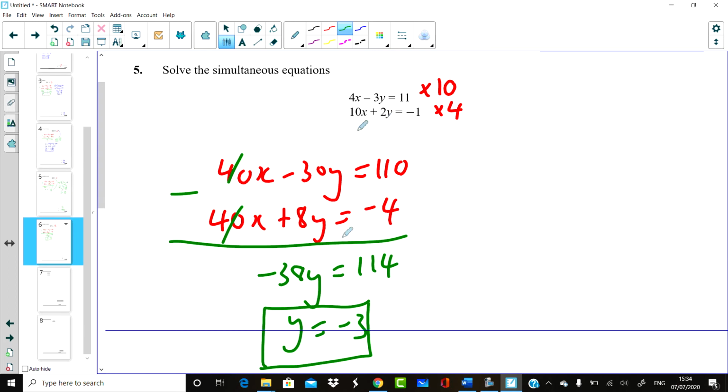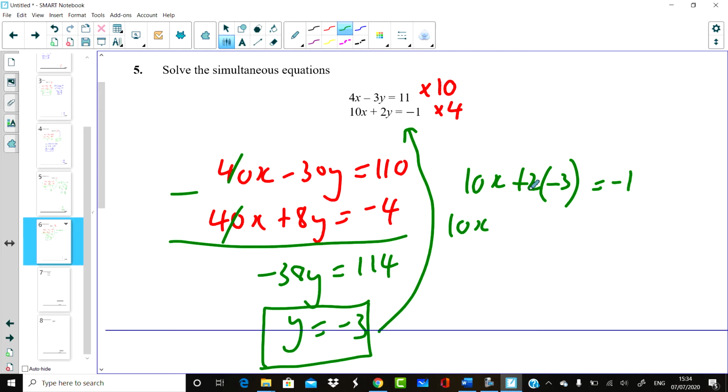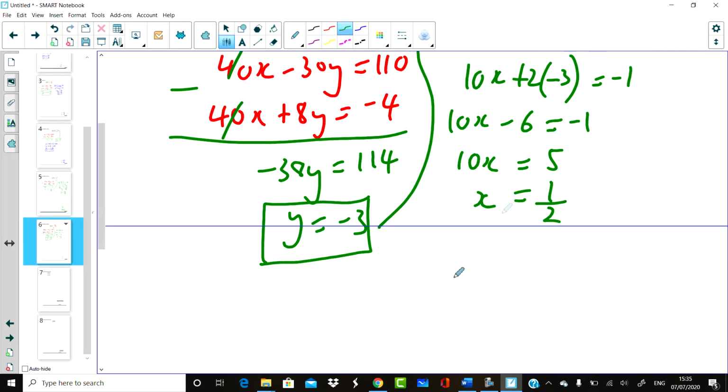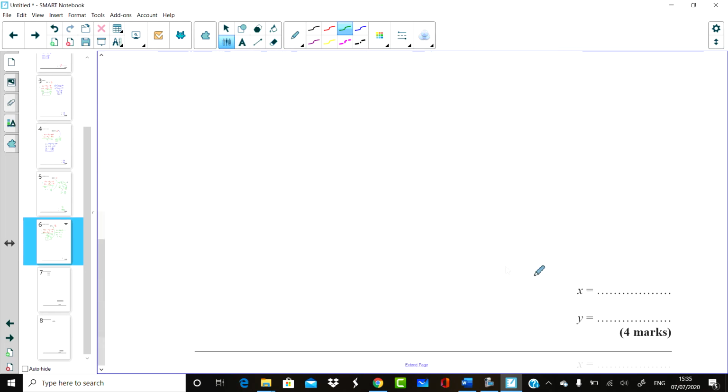Now we can sub it into any one of these equations. The easiest one here is going to be the second one. So I'm going to sub it into this equation: 10x plus 2 times minus 3 is equal to minus 1. So we have 10x, then 2 times minus 3, that's negative 6, is equal to negative 1. If we take that negative 6 to the right-hand side, we have minus 1 plus 6, so that's just 5, and therefore x is 5 over 10, which is a half. So those are our 2 answers: x is a half and y is minus 3.